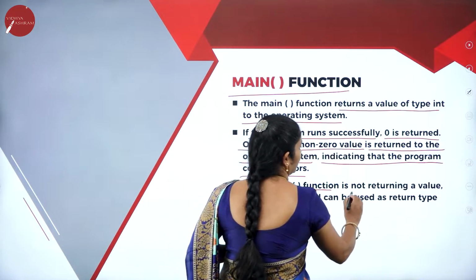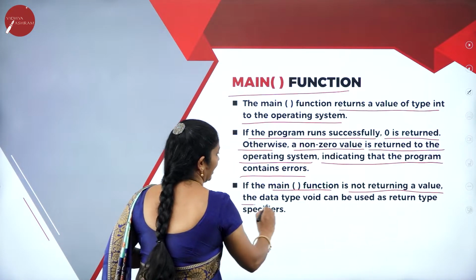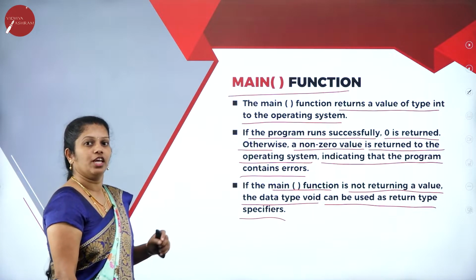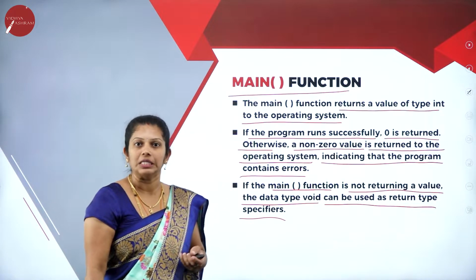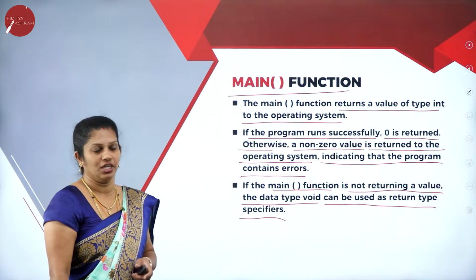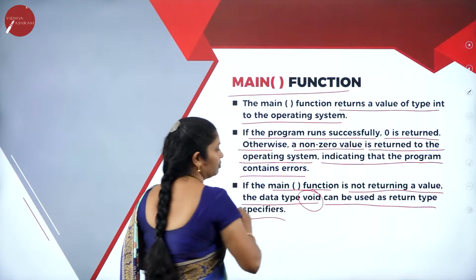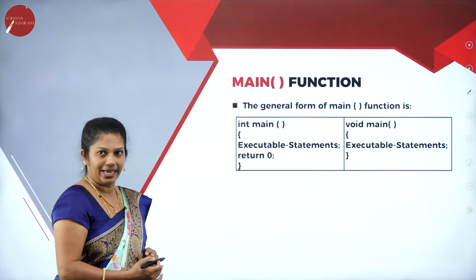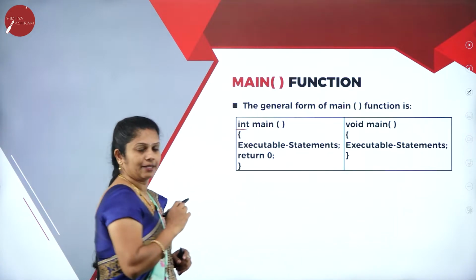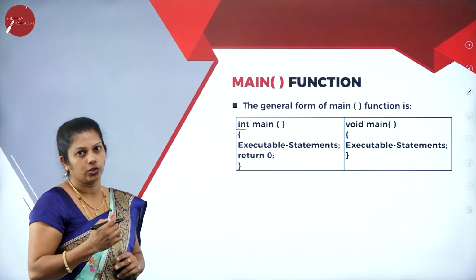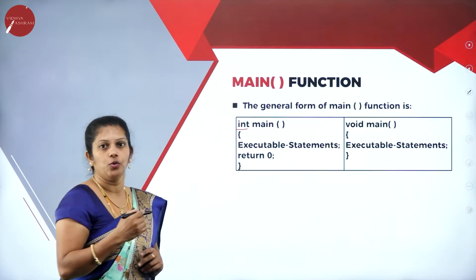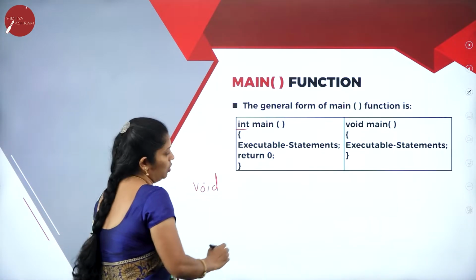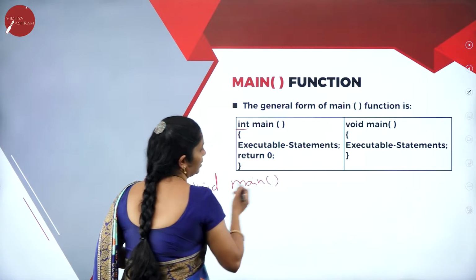If the main function is not returning a value, the data type void can be used as the return type specifier. If no values are generated from one program to another program, or from one function to another function, then we use the word void. It indicates that no values are generated here. Now the general syntax, for example int. You can write int, or void, or float, whichever type of value you want to generate, you can mention here. Void main means the starting of the main program.